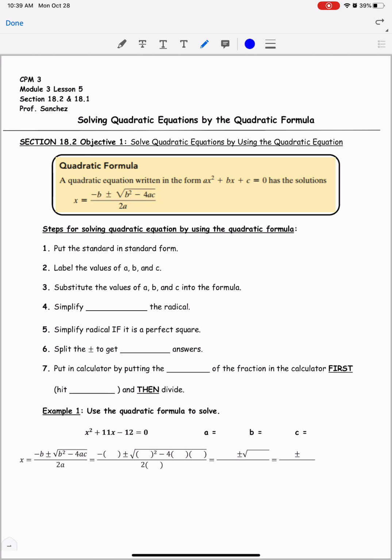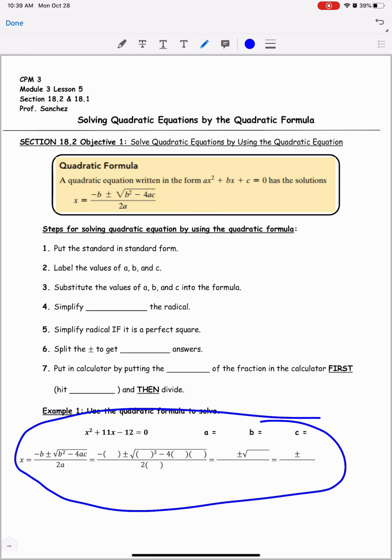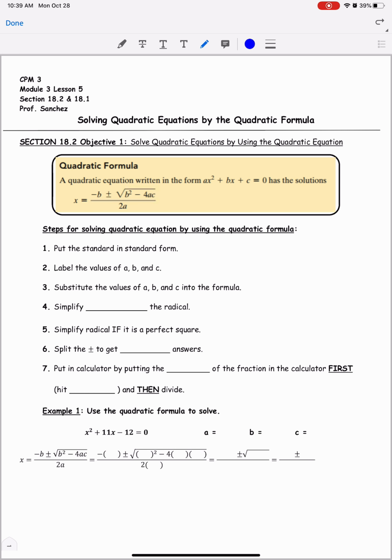So we're going to go through these 7 steps. And as we go through these 7 steps, to help us understand what those steps actually mean, we're going to solve this problem as well. So step 1 is to put this into standard form. What do we mean by standard form?